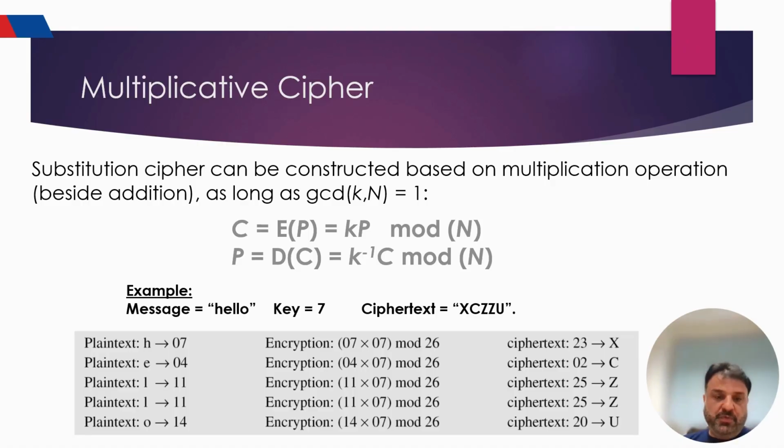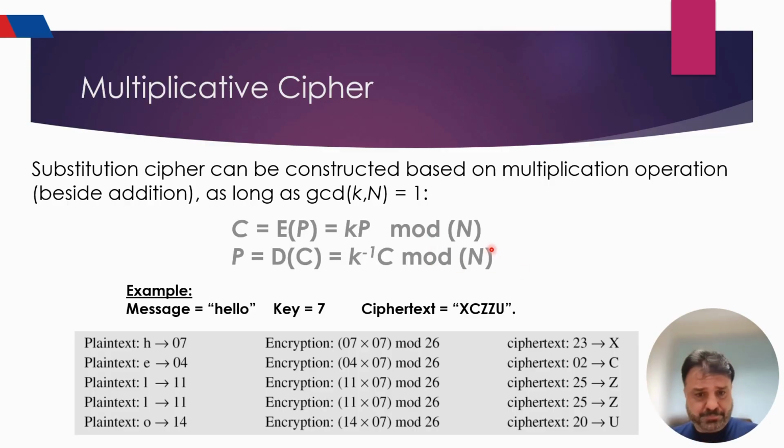Another method for the substitution cipher: in the last one we used addition and subtraction. Here we must use the multiplicative cipher. In the multiplicative cipher, you can see here we multiply the key onto the message, and we use the K inverse for decryption. So what it means, you can see here in the multiplication.